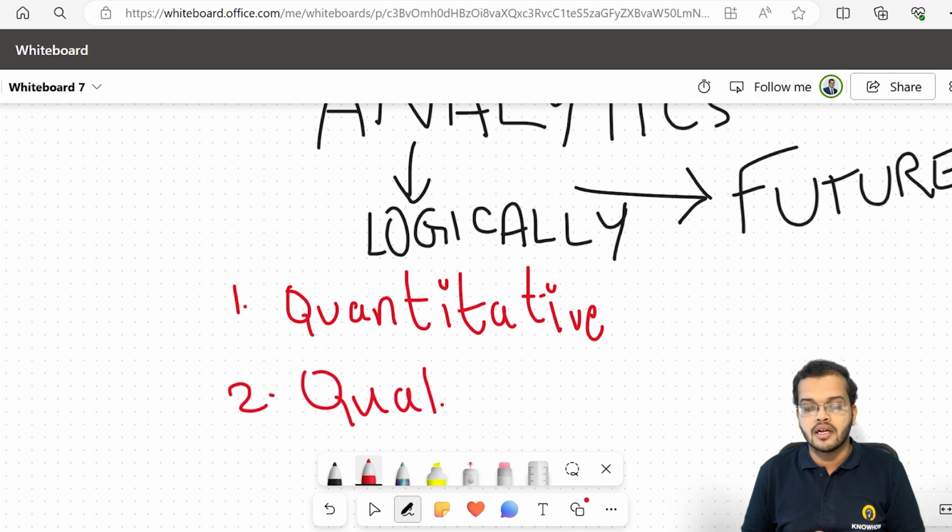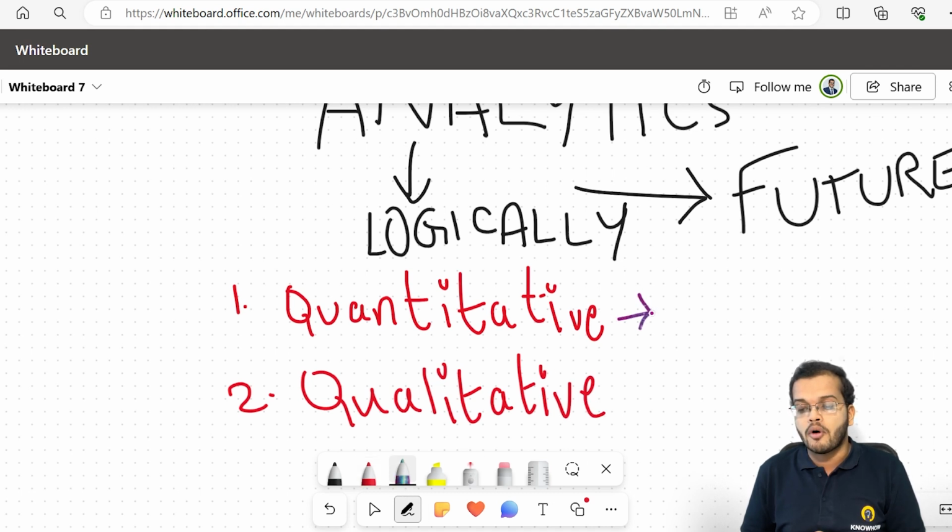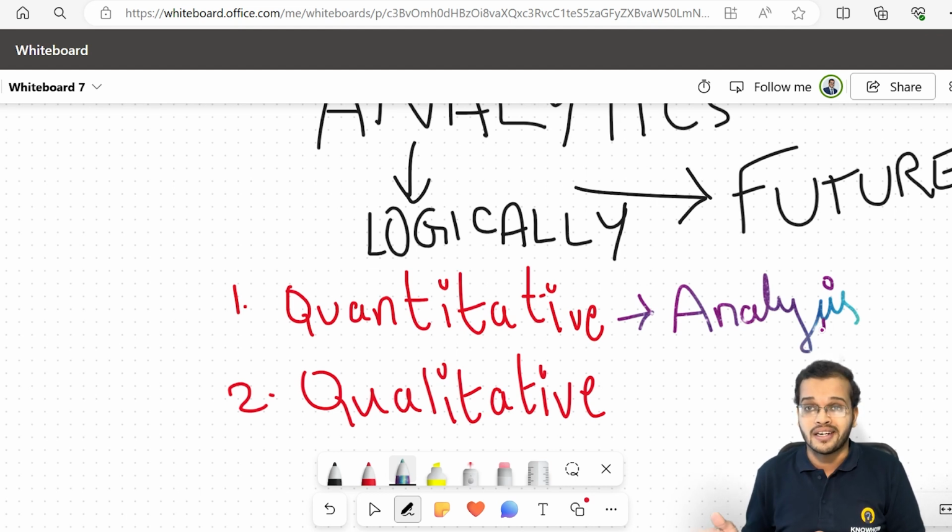By the name itself, you might have understood what is quantitative and what is qualitative analytics. So quantitative analysis, it purely depends upon how and why. For example, how did this particular revenue get down or get lost? Why did it get lost? Why did it get down? Okay, that is quantitative analysis that you are doing.